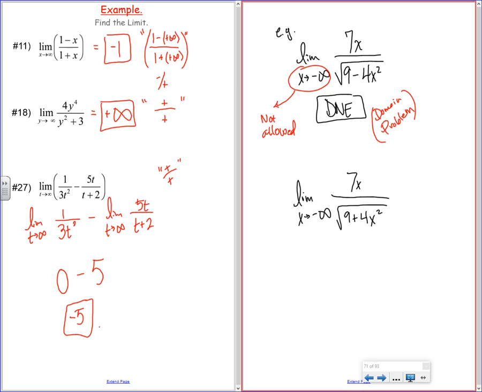Okay, so degrees tied. Ratio of leading coefficient, 7 over square root of 4, plus or minus. Okay, let's consider the plus or minuses. What happens if you plug in bigger and bigger negative numbers to the numerator? What kind of sign will you have? Negative. What if you plug in bigger and bigger negative numbers to the denominator, which gets squared and times 4 and adding 9 and then square rooted? Positive. So what sign do I have to use? The final answer is 7 over 2 with a negative.